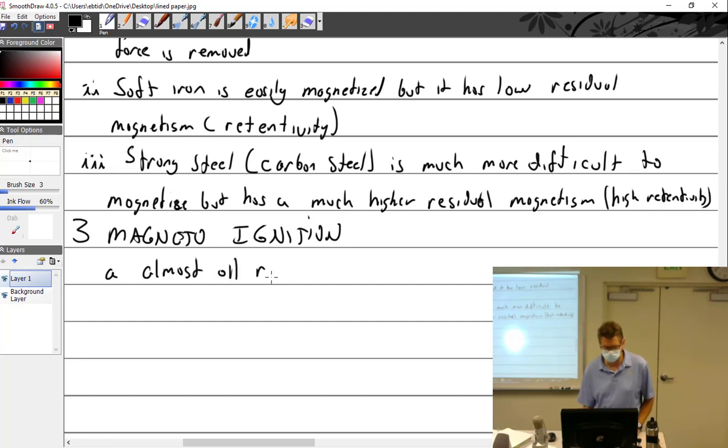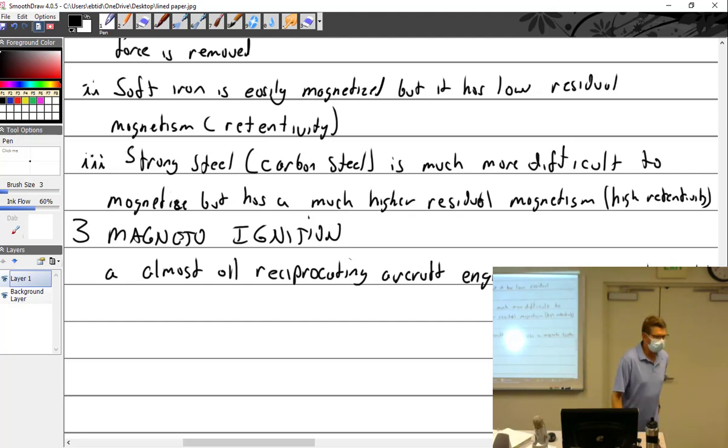So almost all recip engines. What does reciprocating engine mean? Up and down. Piston. Yeah, they go up, down, side to side, all over the place in aircraft. So reciprocating means a piston engine. So almost all reciprocating aircraft engines use a magneto system. There's two magnetos, but we'll call it a magneto system.